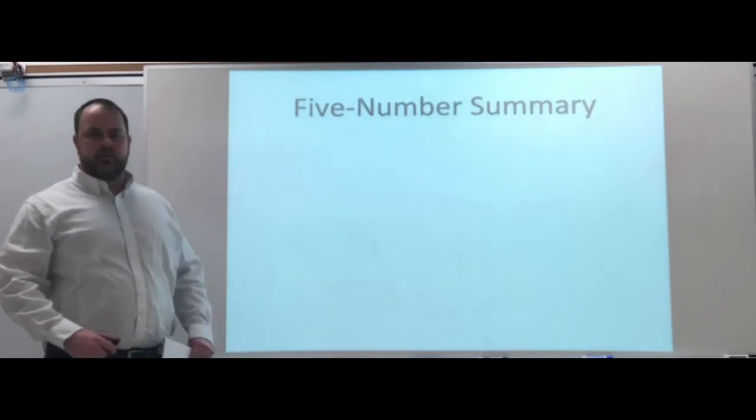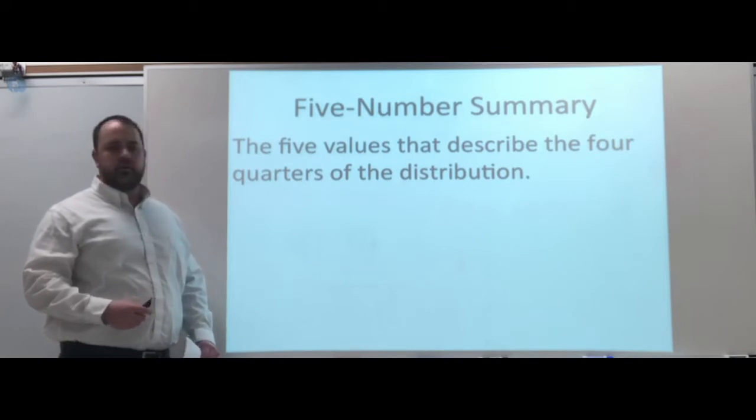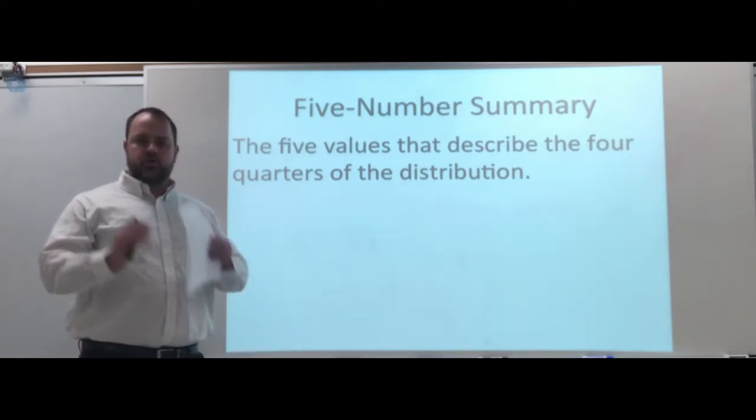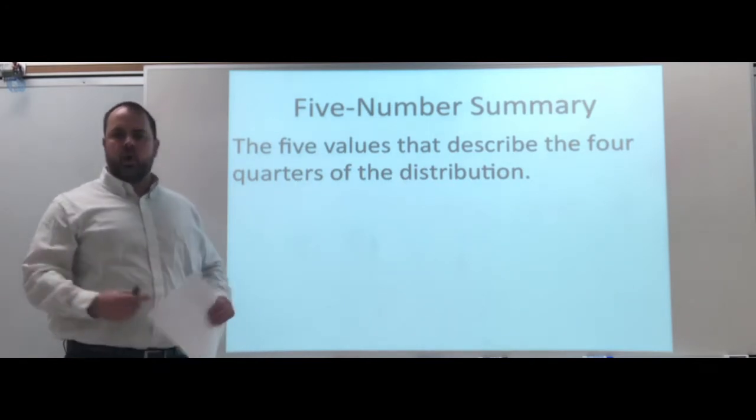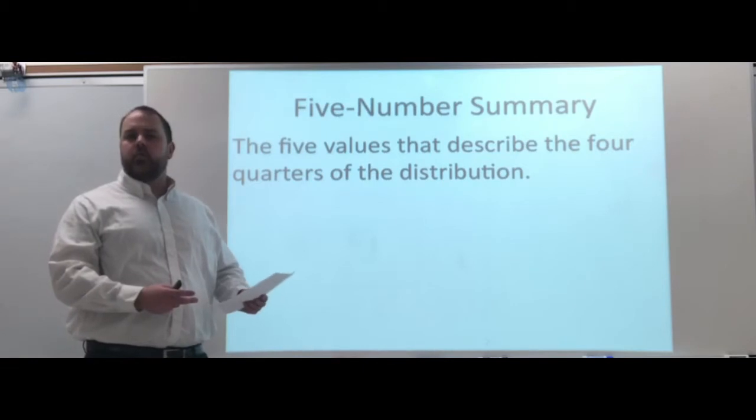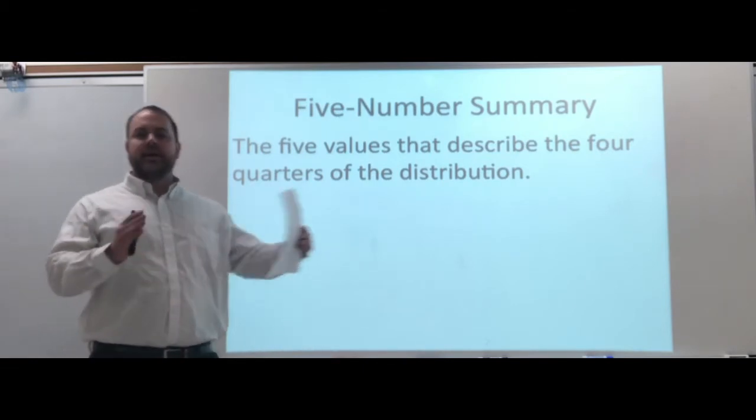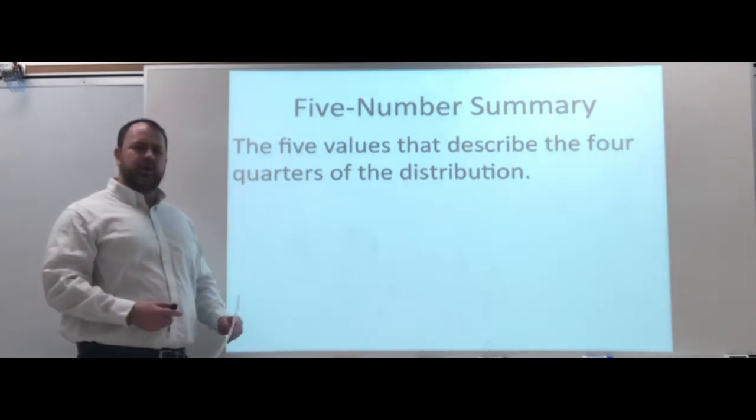So here's the 5-number summary. In the 5-number summary, the 5 values that describe the 4 quarters of the distribution, meaning these are going to be the values that split up our quarters, 25%, 25%, 25%, all the way going across to see where all of our points are. How far apart is the lower 25%? How far apart is the middle 50% from each other? Okay? So you're going to be able to see different things.